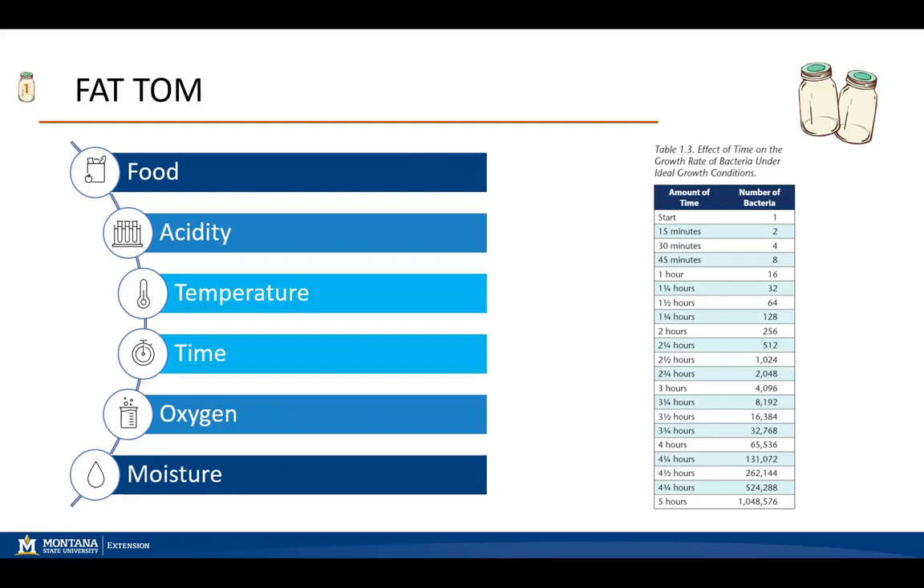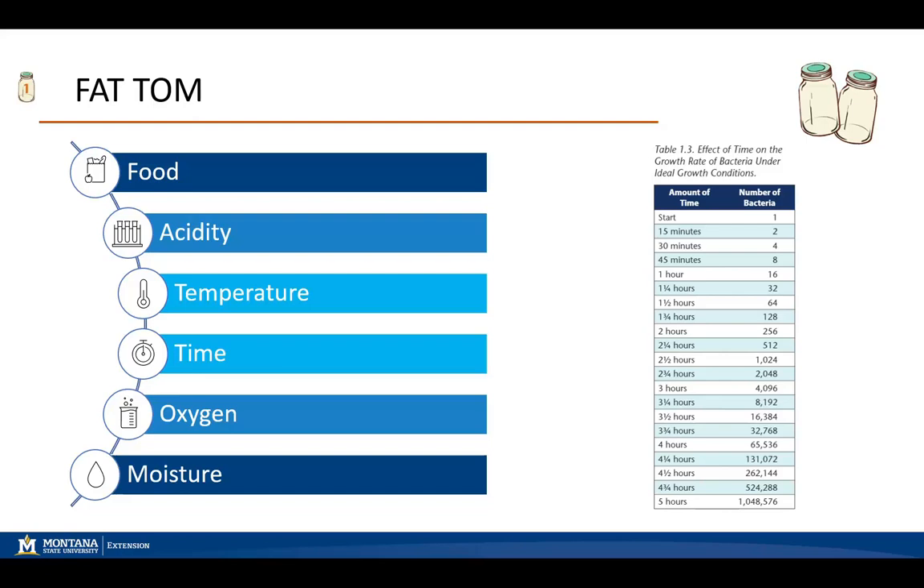Oxygen: it is important to remember that some pathogens grow well with oxygen and others grow well without oxygen. And moisture: bacteria thrive on moist food. Various bacteria, yeasts, and molds have different moisture requirements. You can learn more about water activity and how it affects pathogen growth. You will read more detailed information about each of these factors in FAT-TOM in Chapter 1.